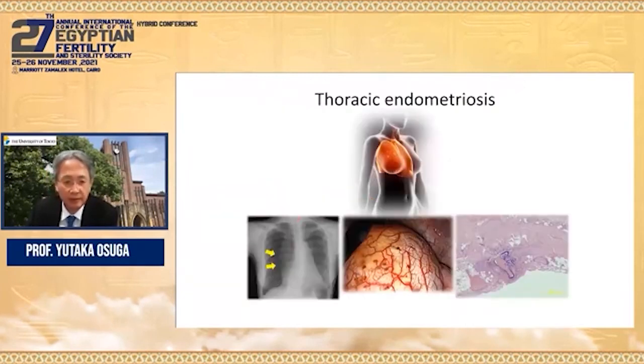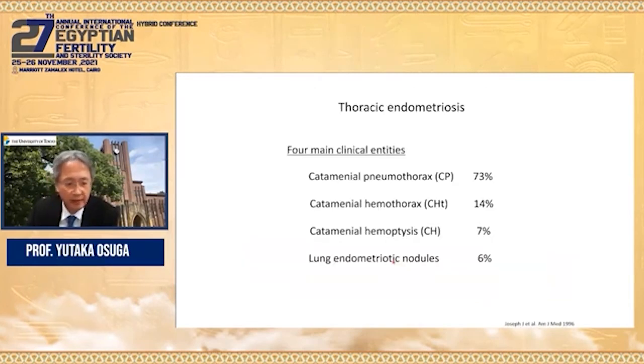The next one is thoracic endometriosis, and these figures are those of catamenial pneumothorax. You can see here the endometriotic lesions of the diaphragm. Here are 4 main clinical entities of thoracic endometriosis: catamenial pneumothorax, catamenial hemothorax, catamenial hemoptysis, and lung endometriotic nodules. And among the 4, catamenial pneumothorax is the most prevalent, 73%.